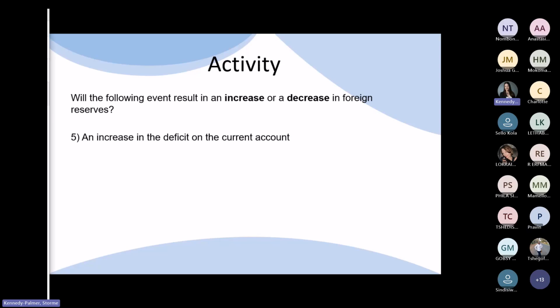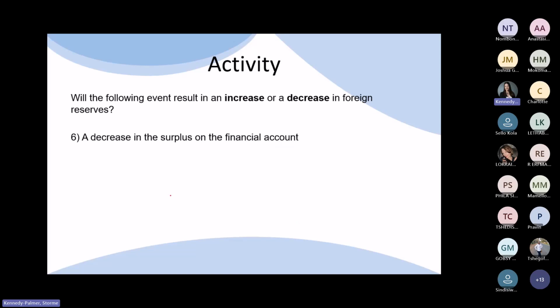Yeah, it's a little bit of a double negative of a question, an increase in the deficit. So the current account is looking at our trades of goods and services, and a deficit means that our imports are exceeding exports. So if that then increases, it means we have even less foreign reserves, so a decrease in foreign reserves.